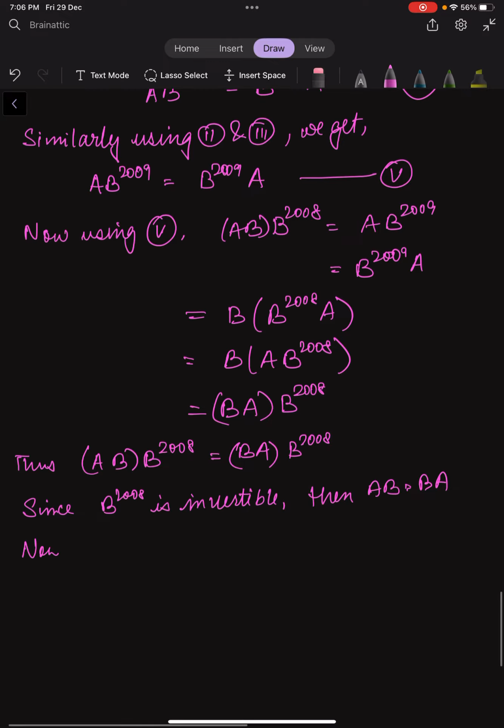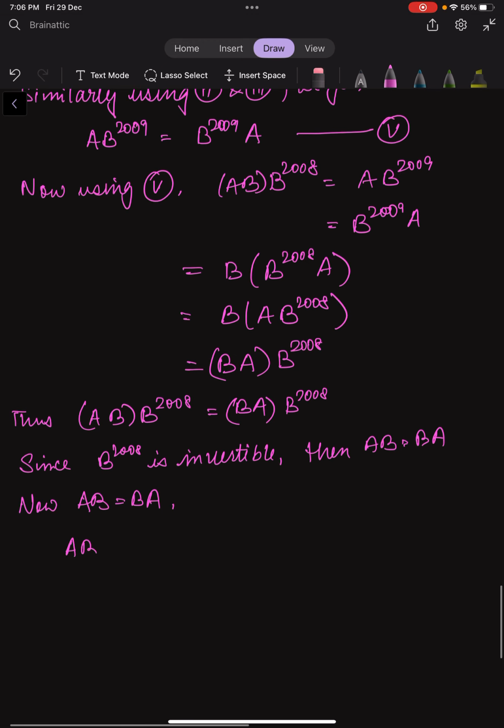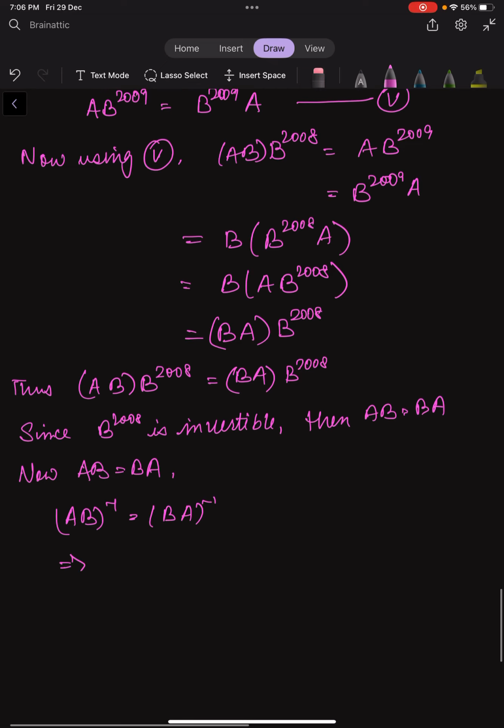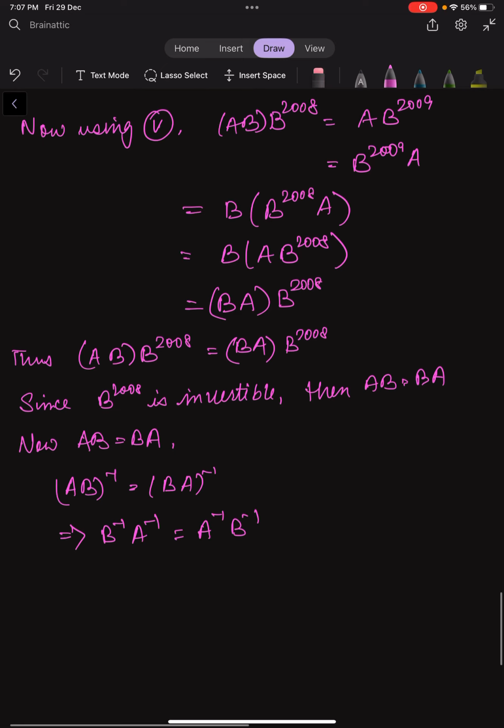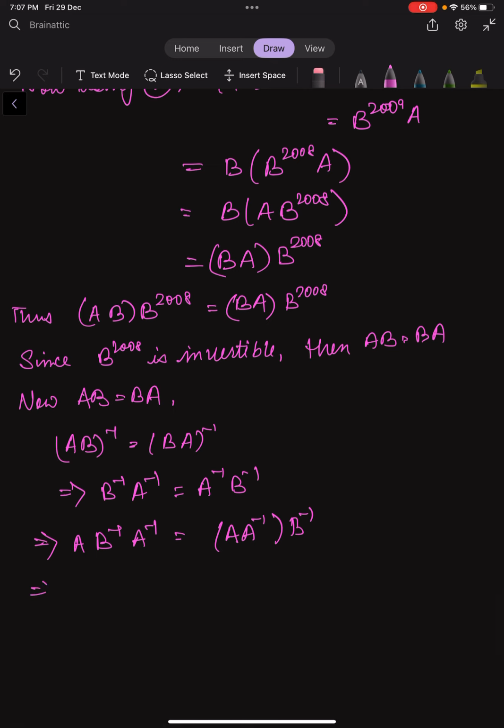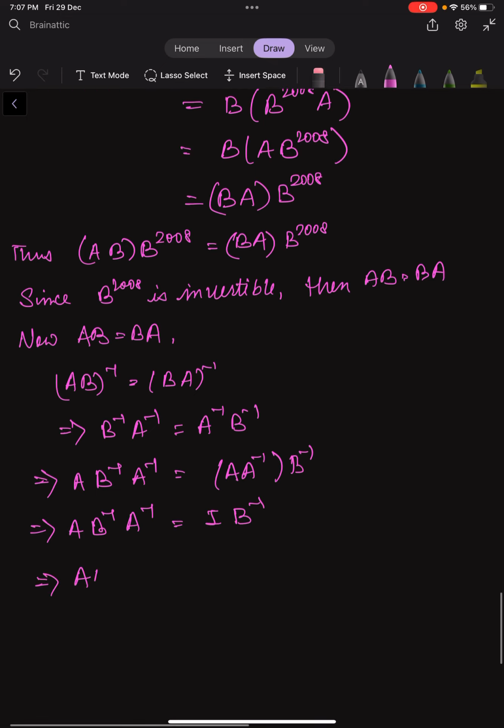Now, AB is equal to BA, so (AB) inverse is equal to (BA) inverse, which is B inverse A inverse is equal to A inverse B inverse. This implies A (B inverse) A inverse is equal to A inverse into B inverse. This implies A B inverse A inverse is equal to identity B inverse. So this implies A B inverse A inverse is equal to B inverse.